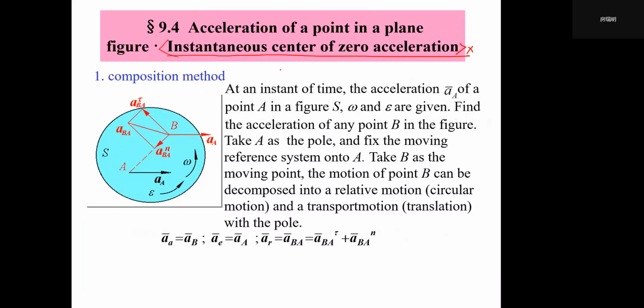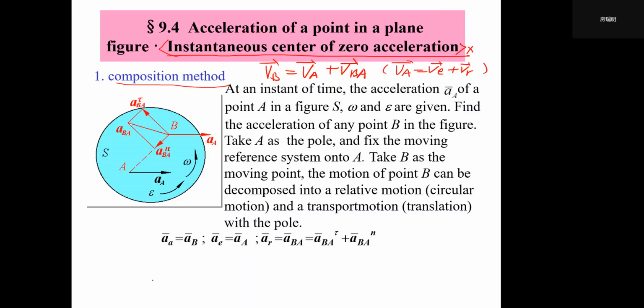Let's say if pole point A, another point B, we always have VB equal VA plus VBA, right? And we talk about instantaneous velocity center, right? We also talk about projection method. So when we talk about acceleration, it also has composition method, and it's very easy to understand because it's more like what we have used, VA equal VE plus VR, right? That's from chapter 8.